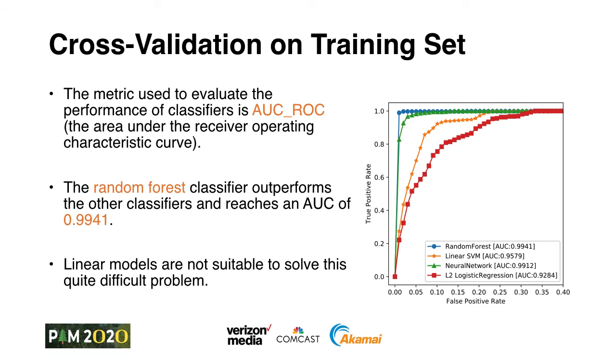4 classifiers are implemented by Scikit Learning Library. The metric used to evaluate the performance is AUC. We trained and evaluated classifiers using 5-fold cross-validation. In this figure, it's obvious that the random forest classifier is best, reaching an AUC of 0.99, and the linear models seem not suitable to this problem.